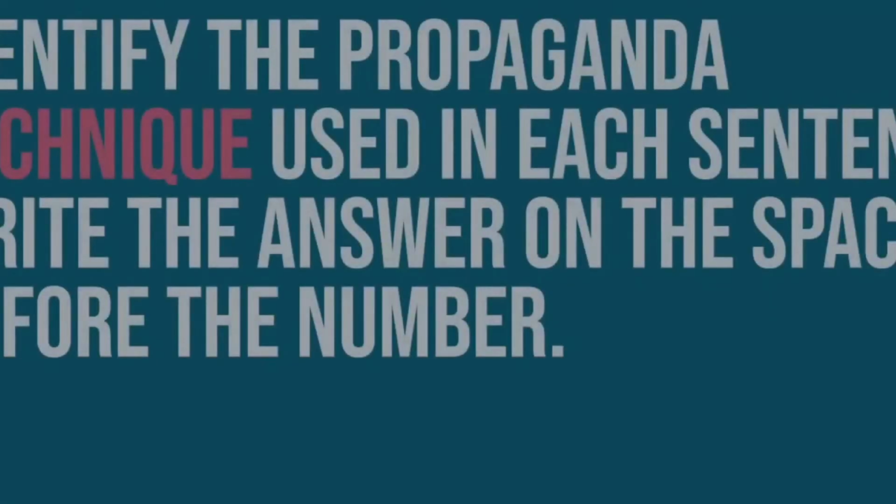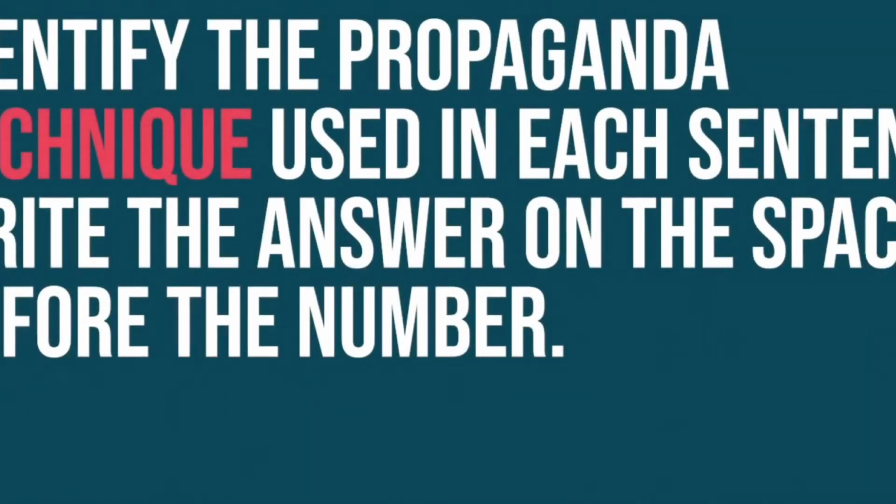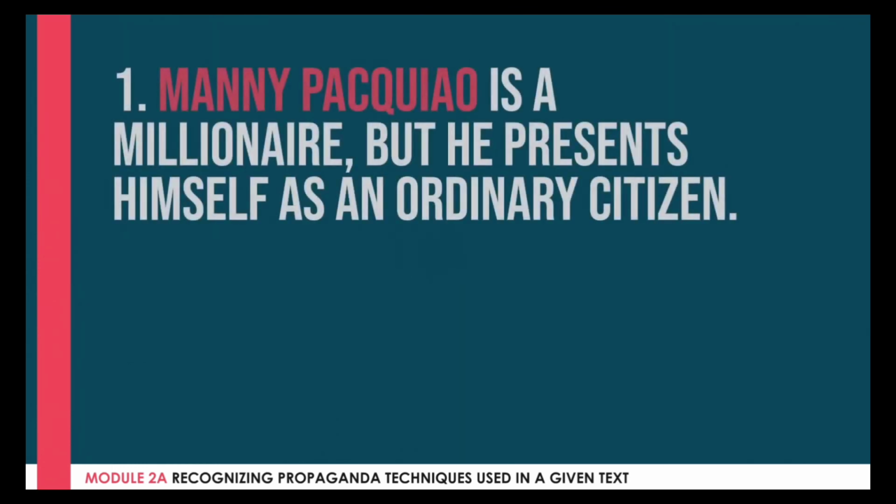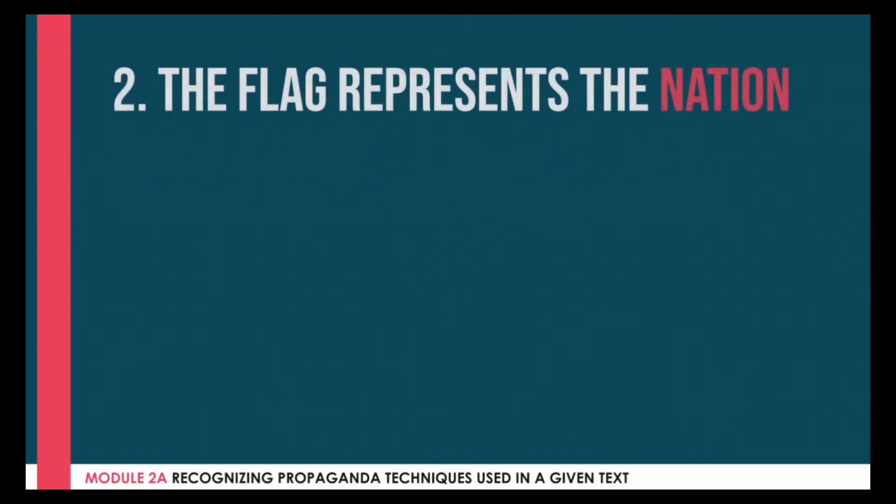Now learners, it's time to practice what we have learned in our lesson today. I want you to get your self-learning module and turn it to page 9, activity 2. Identify the propaganda technique used in each sentence. Write the answer on the space before the number. Are you ready? Number 1. Manny Pacquiao is a millionaire, but he presents himself as an ordinary citizen. Number 2. The flag that represents the nation.